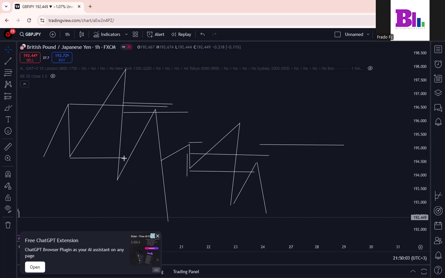For those guys who are lazy, looking for some entries, or those guys who want to simplify things, they can just use this strategy. It is working, okay, especially during the New York session, it is working.